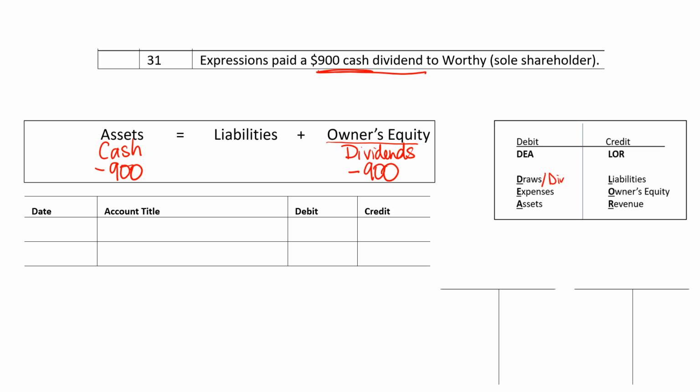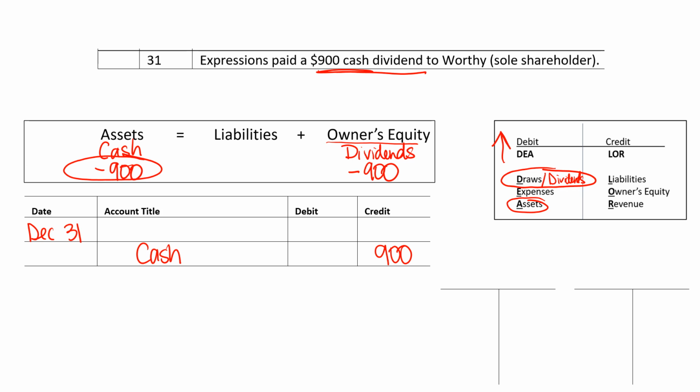So over here, make sure you know that draws and dividends are the same thing. Draw is like a withdrawal that the owner makes, and dividends are the same thing. It's when money is issued from the business to the shareholder, to the owner. So it's December 31st. If we look at cash first, cash is an asset. Assets are increased with a debit. However, cash is not increasing, it's decreasing. So cash is decreased with a credit. Anytime cash is being paid, it's a credit to cash. And that is $900.